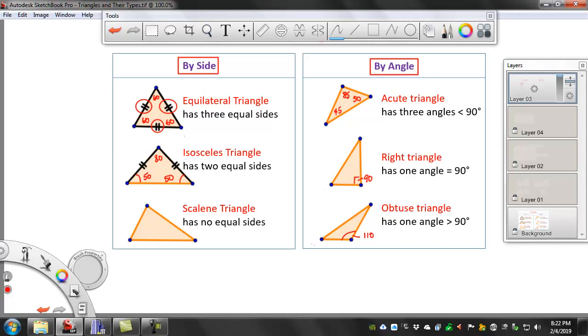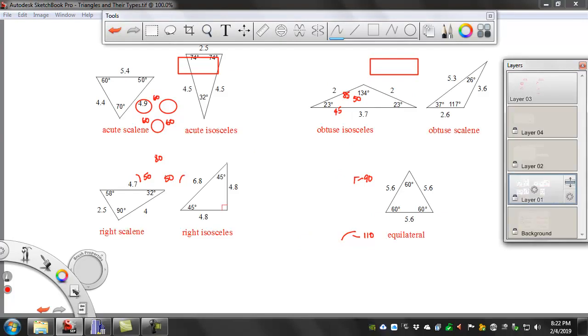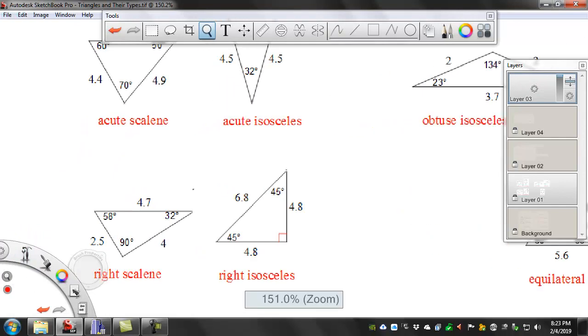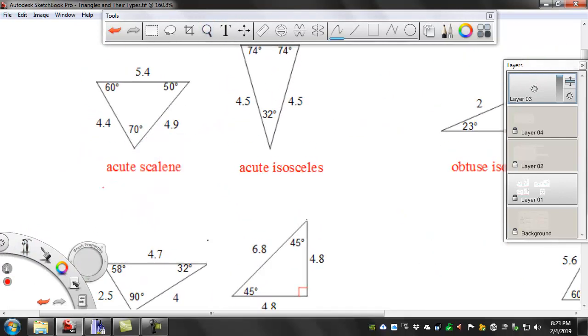Another way to categorize triangles as far as how they're named, let me close this down and go to the next one, is by their angle and by their sides. And let's go in and zoom and look at one of these each at a time. So an acute triangle, we categorize it by the angle first and then by the side. So it all has three angles that are less than 90, so it would be an acute, and because all the angles are different, it has to be scalene.